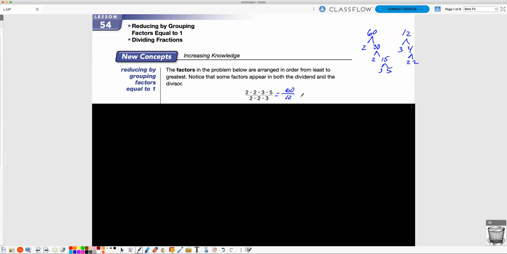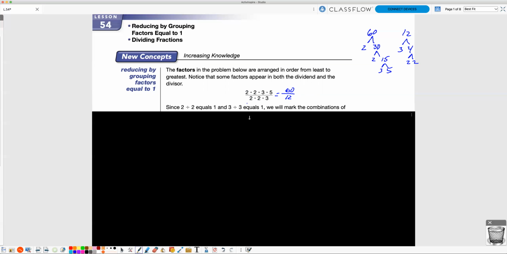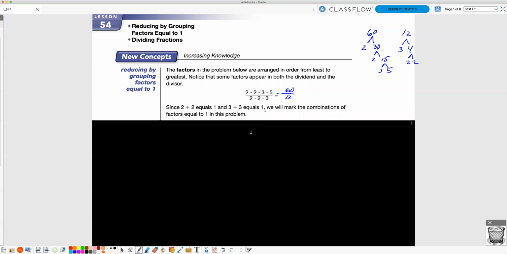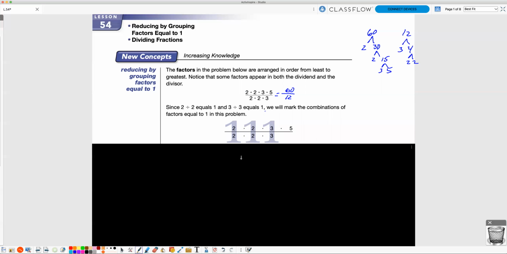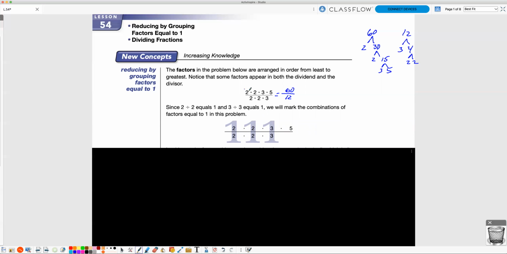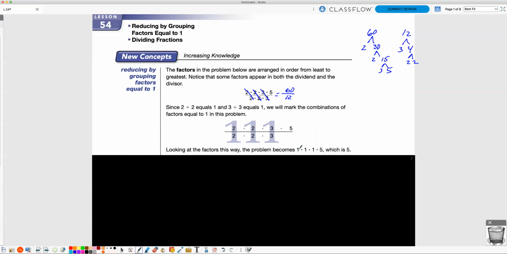So if we took 60 divided by 12, you could find the answer to that pretty easily, but you could break it down into factors and do it even easier. Since 2 divided by 2 equals 1, and 3 divided by 3 also equals 1, we can mark the combinations of factors equal to 1 in this problem. So, for example, 2 over 2 is 1, 2 over 2 is 1, and 3 over 3 is 1. Because of that, now you've got this problem, 1 times 1 times 1 times 5, which is 5.